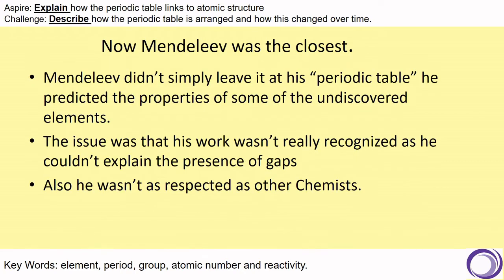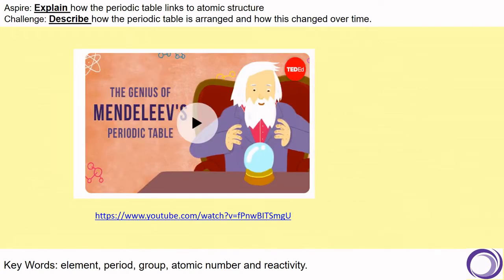Now Mendeleev was the closest. Mendeleev didn't simply leave it at this periodic table. He predicted the properties of some of those undiscovered elements. The issue was that his work wasn't really recognised, as he couldn't explain the presence of those gaps. He didn't have evidence for them, and he wasn't quite as respected as some of the other chemists at the time. So I'm going to play a little video on Mendeleev. I really like it. It explains his work really, really well.